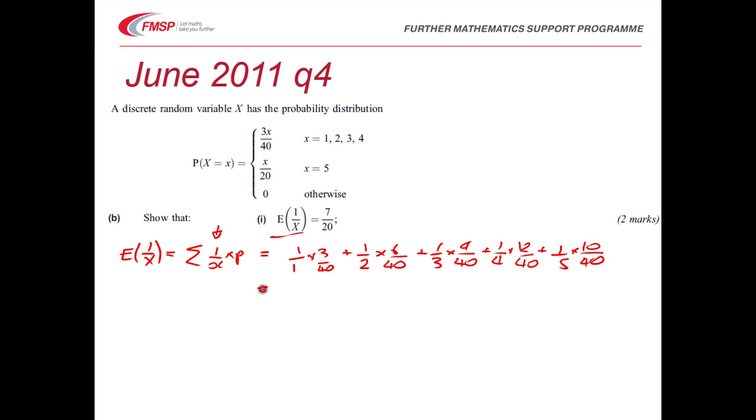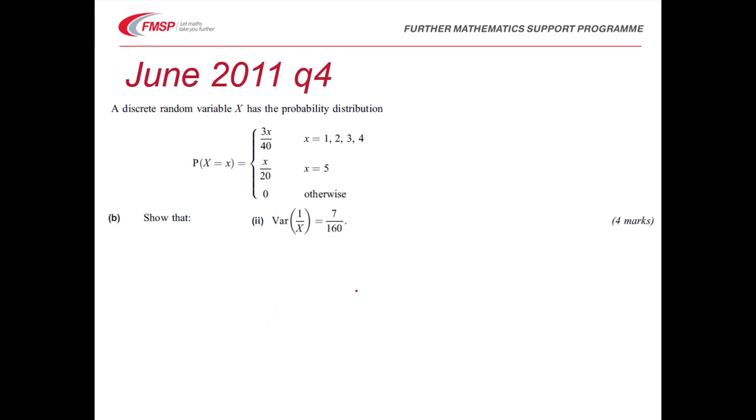Okay, and if we add all of those up, we can see that we're going to get 7/20. Okay, so that's quite nice. 2 marks. You get a method mark for demonstration and an A1 for the correct answer.